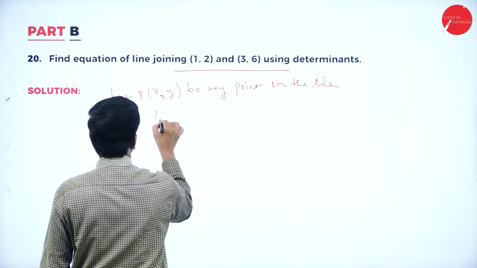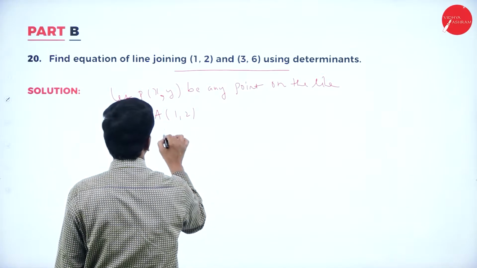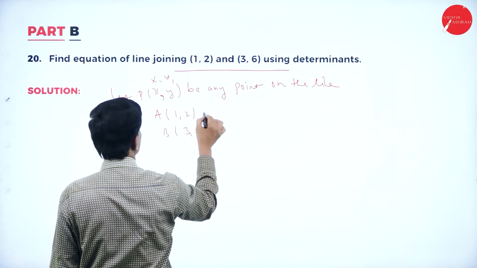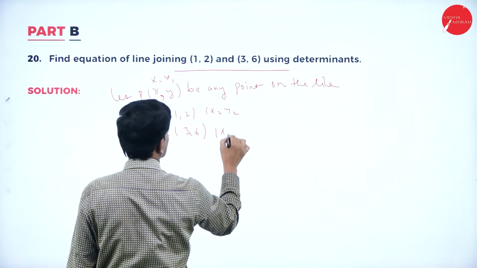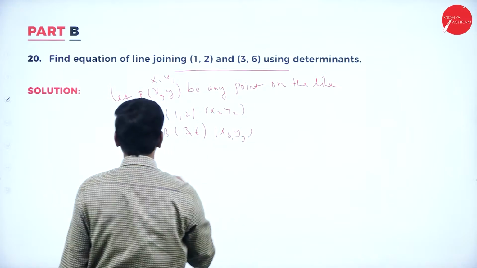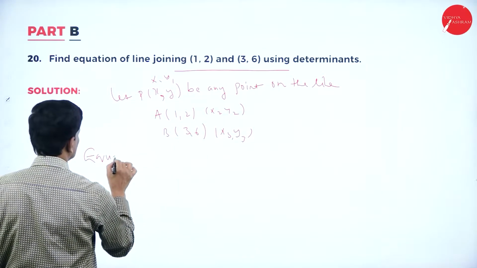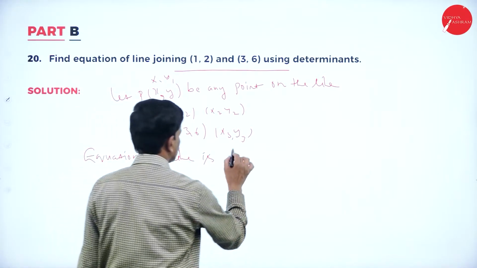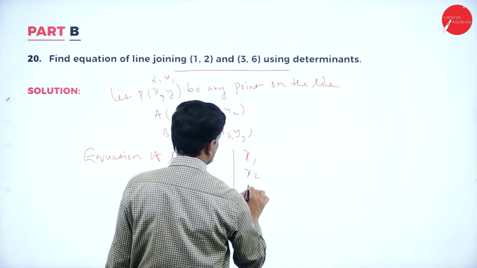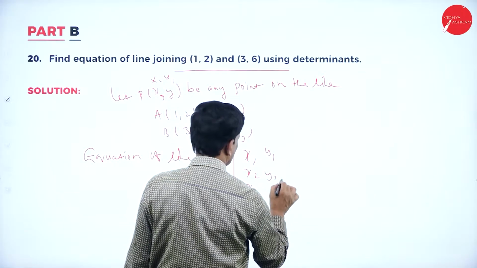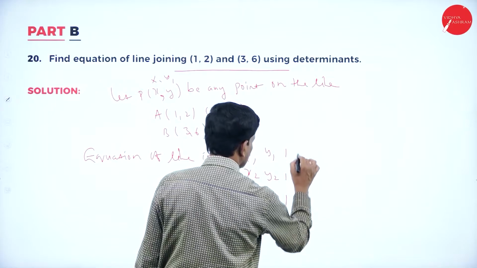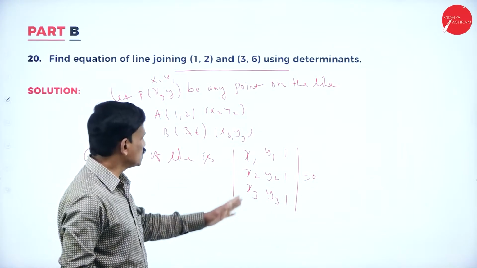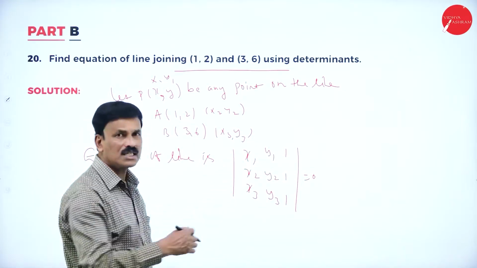Now what is given here? A is equal to (1, 2) and B is equal to (3, 6). Now let us consider this as x1, y1, x2, y2 and this is x3, y3. Okay. Now the equation of the line is determinant x1, x2, x3, y1, y2, y3, 1, 1, 1 is equal to 0. If you want, you can also write half into this determinant is equal to 0. If you transfer half to the right hand side, it will become 0.